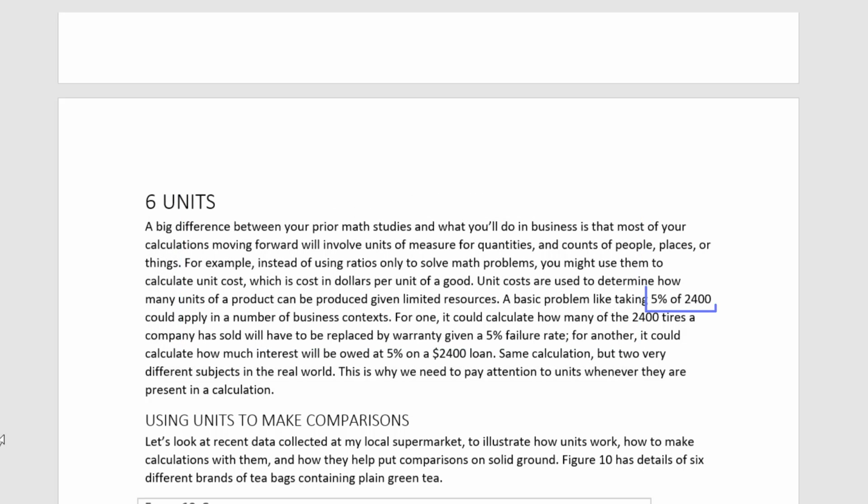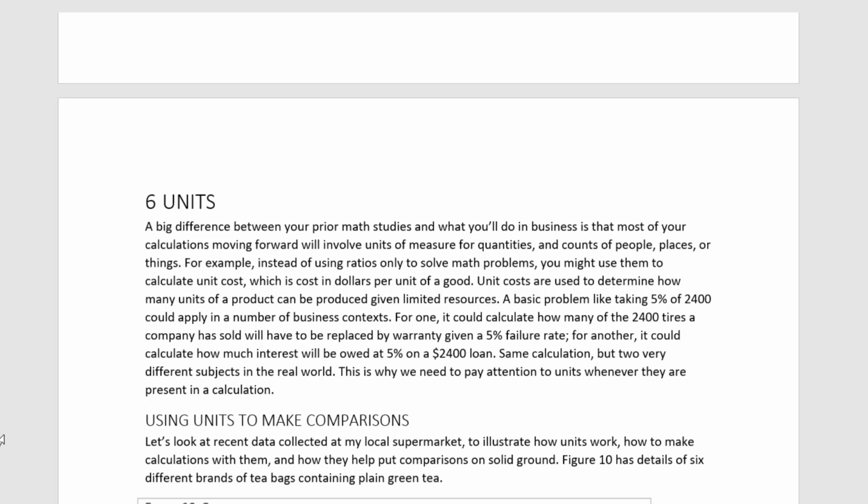Consider a basic problem like taking 5% of 2,400. That could apply in a number of business contexts. One that comes to mind is it could calculate how many of the 2,400 tires a company has sold will have to be replaced by warranty given a 5% failure rate. That would be very important for that company. It would tell the company how many of these tires do we expect to come back and require coverage under our warranty plan. That would help them calculate how much money they should set aside for their warranties.